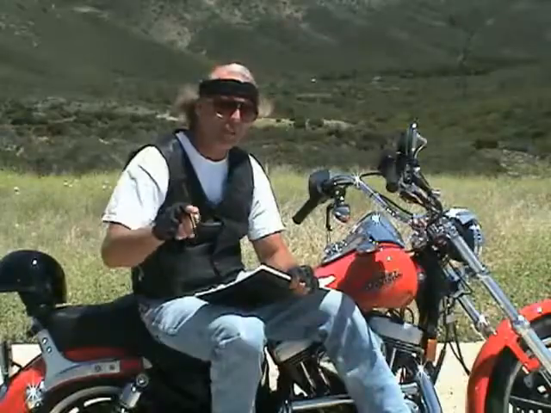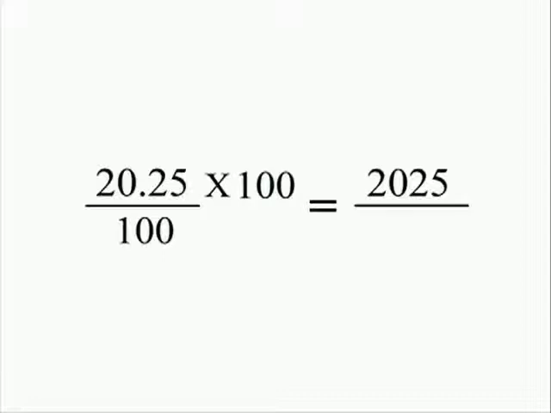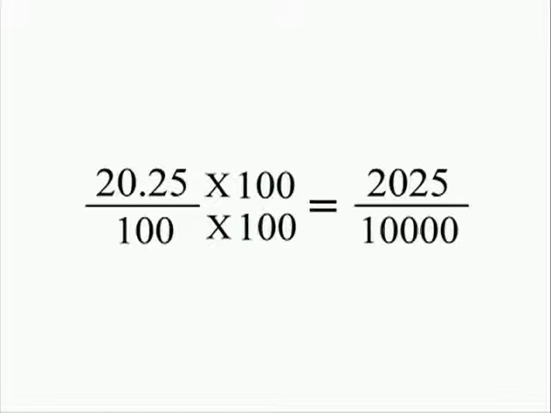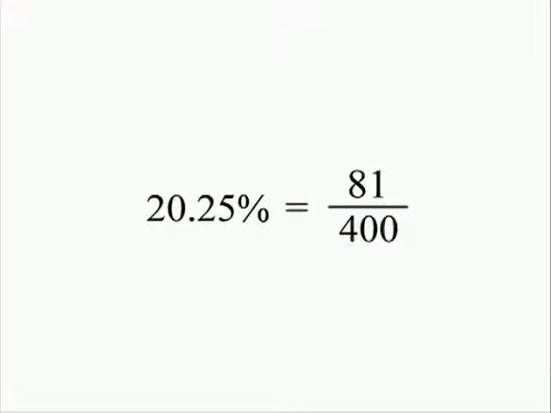Now what about 20.25%? You write 20.25 over 100, and I'm guessing that to get rid of the decimal number in the top, you'd have to multiply it by 100 to move the decimal place over 2 places. And you must also multiply the bottom by 100, which is now 10,000, or 2025 over 10,000. The top and the bottom can be reduced by 25, which leaves 81 400ths. Yes, the answer is 81 over 400.